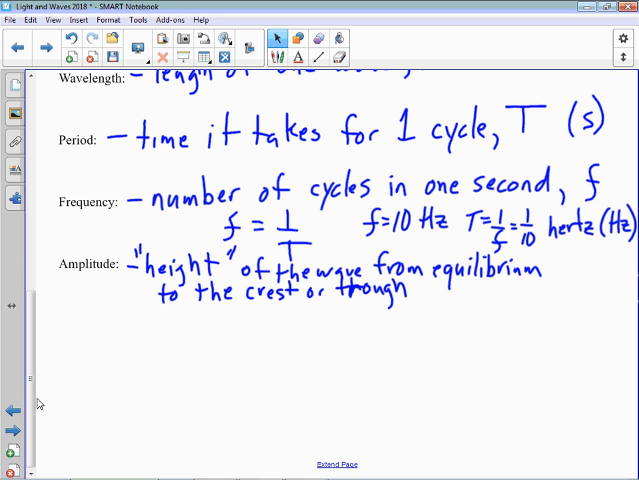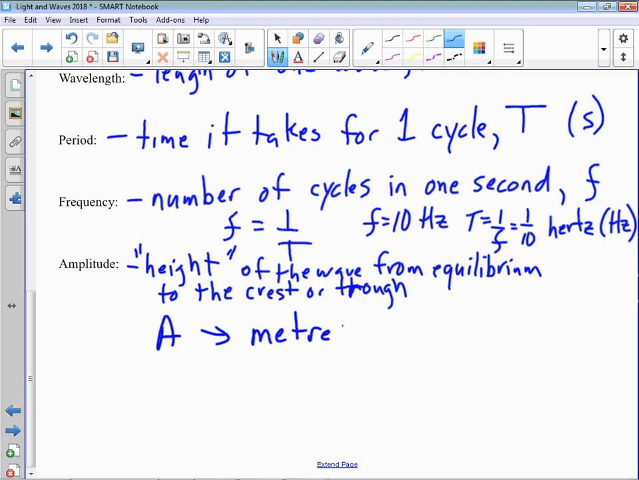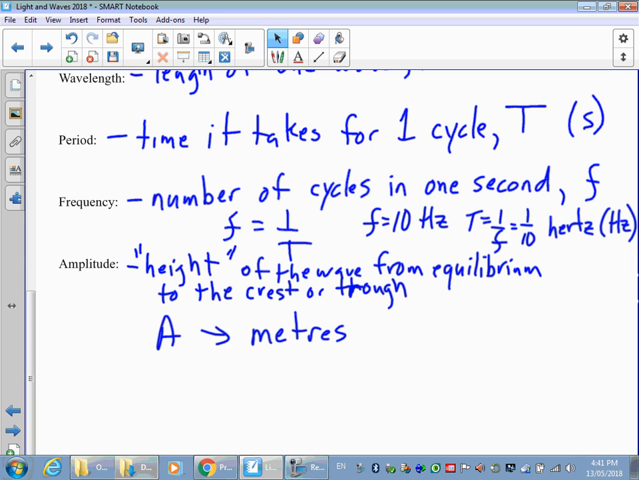The higher the amplitude, the louder the sound is, or the more intense the earthquake is. Right? So the symbol is A, and it's measured normally in meters, but there are some waves where it could be measured in something a little bit different, but we don't need to worry about that in this class. So that's a little bit about waves in general, and if you're studying light, you are going to be studying some properties of waves. So this is a little background for you to move forward with.